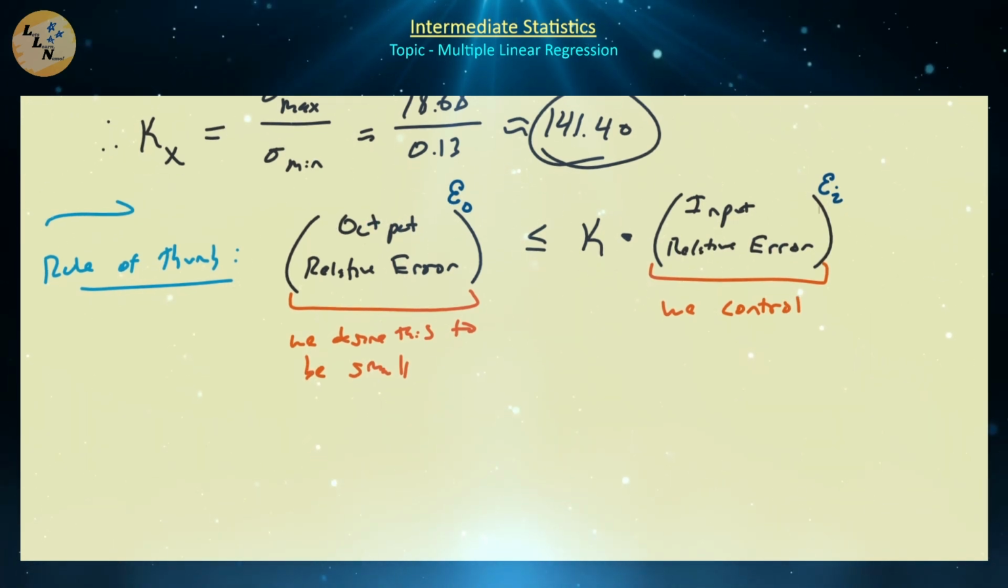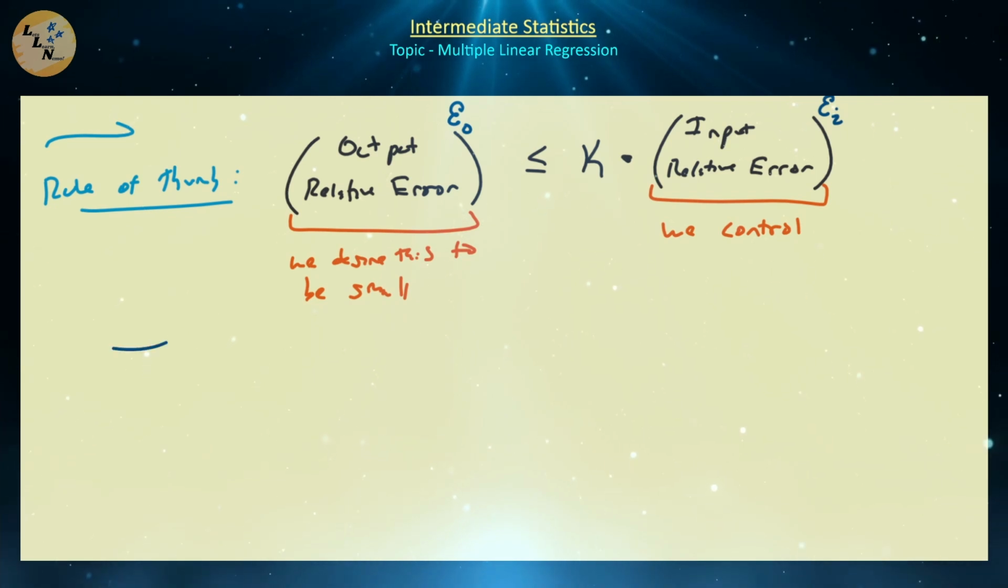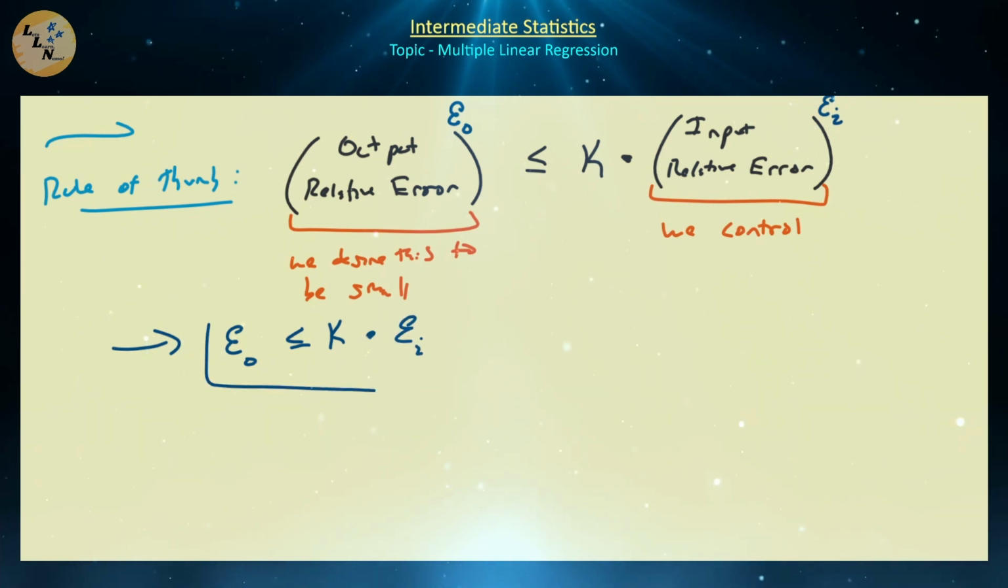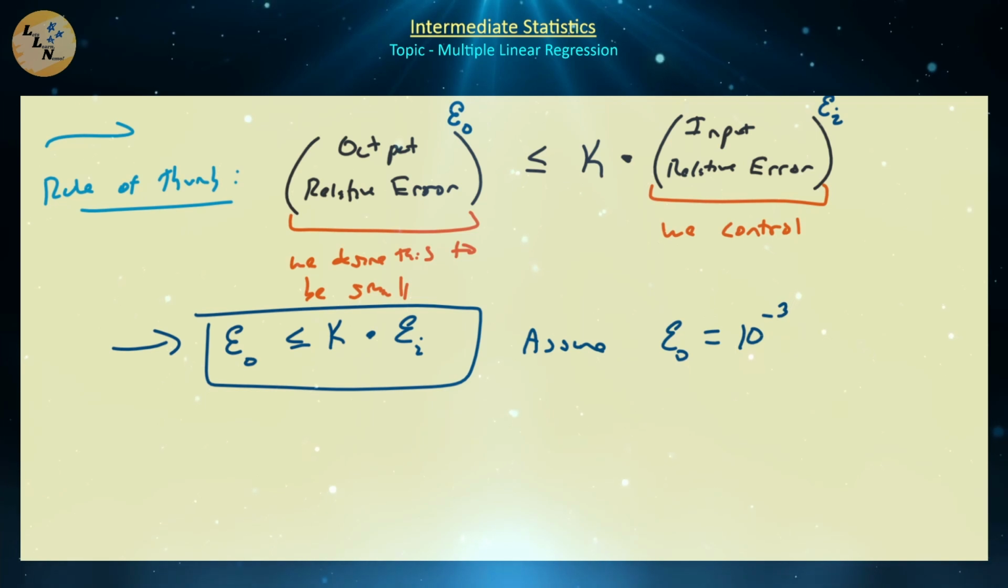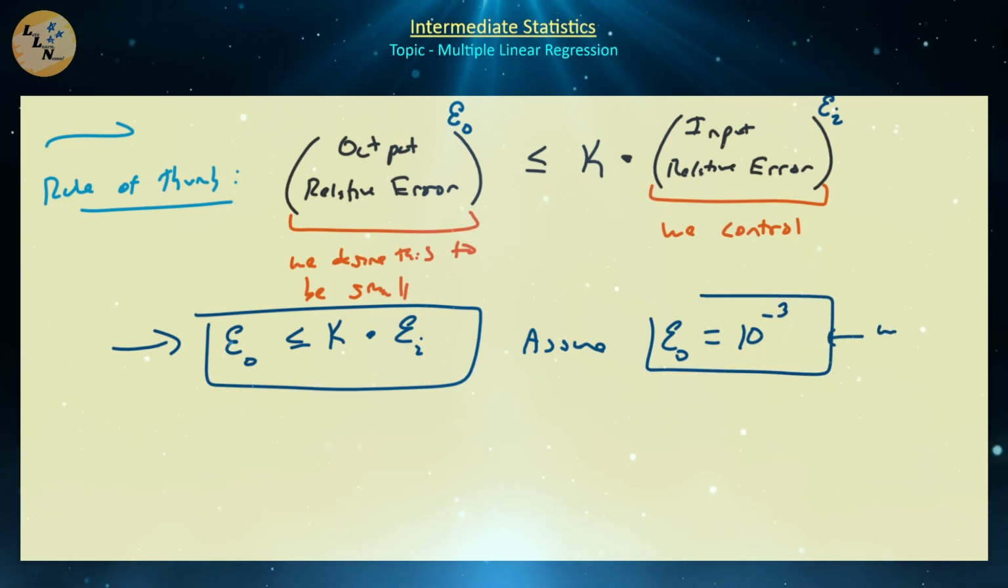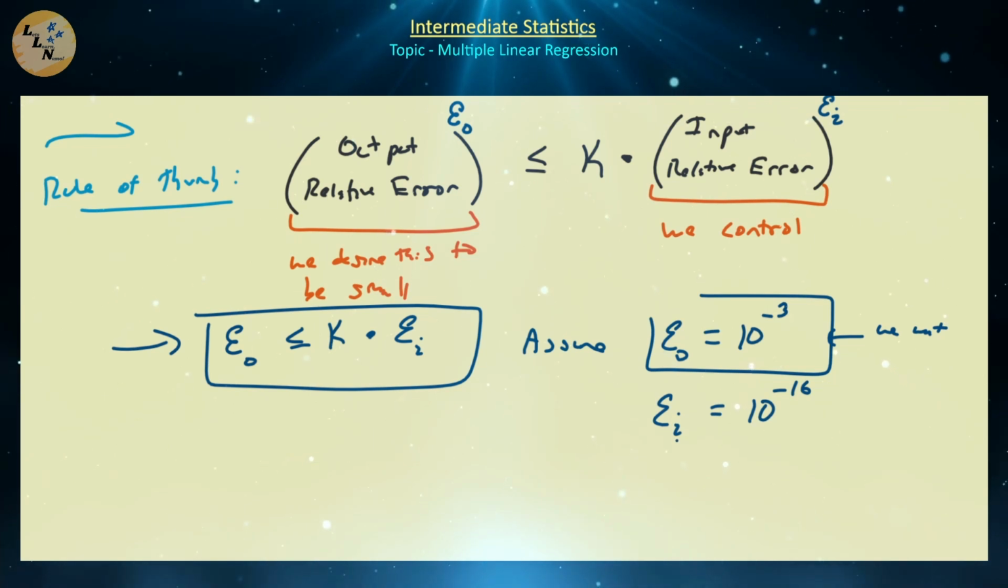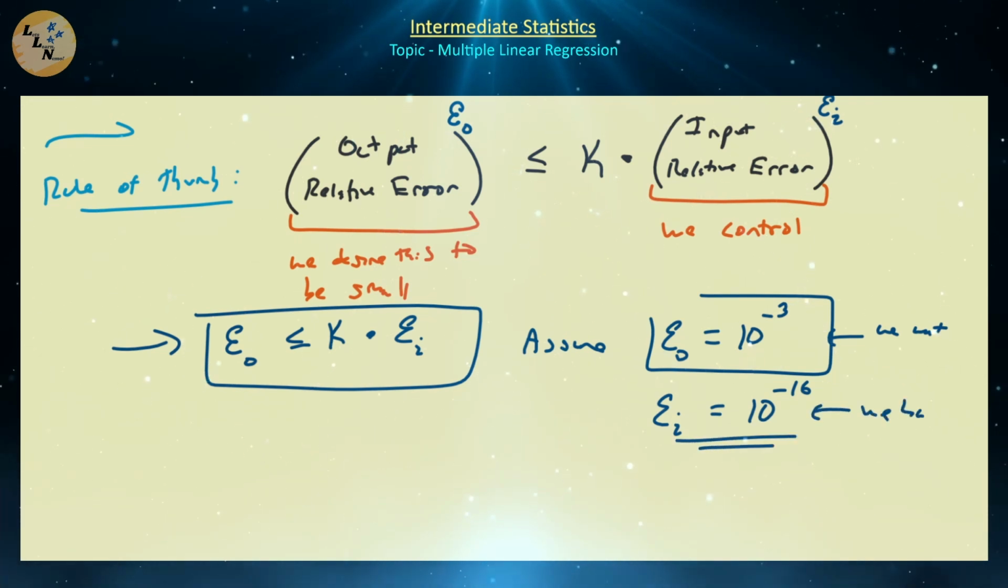So this is not the same epsilon as residual epsilon. This is just going to be error epsilon. So we have epsilon 0 is less than or equal to the condition number times epsilon input, right? So let's assume that the output we desire is going to be less than 10 to the minus third. So this is how much we want this to have. And let's assume for our input, we are guaranteed that the error is less than 10 to the minus 16. So this is what we have.